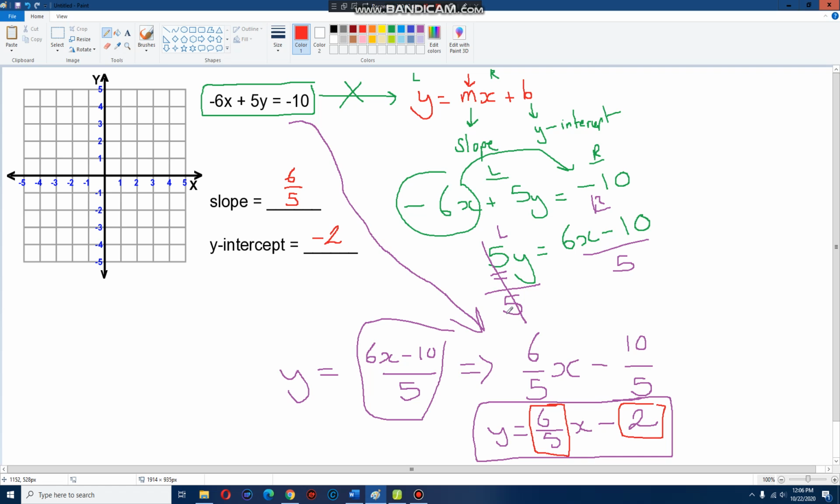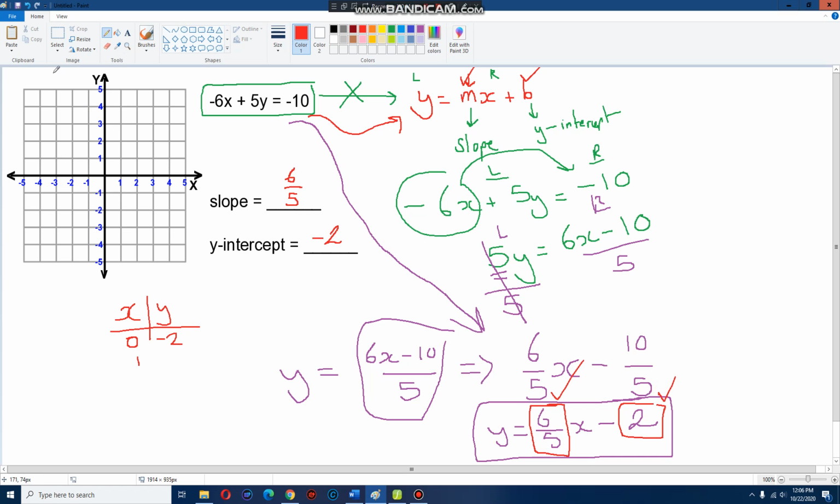You could go the longer way. You could plot some points. You could use the x and y chart and find some coordinate points. When x is 0, y is going to be minus 2. When x is 1, y is something else, and you can go about it that way as well. But the whole point is that you're supposed to rearrange this equation into y equals mx plus b format. Once you do that, you've got your slope and your y-intercept already given to you. That's basically how you find the slope and y-intercept, just by manipulating the equation.